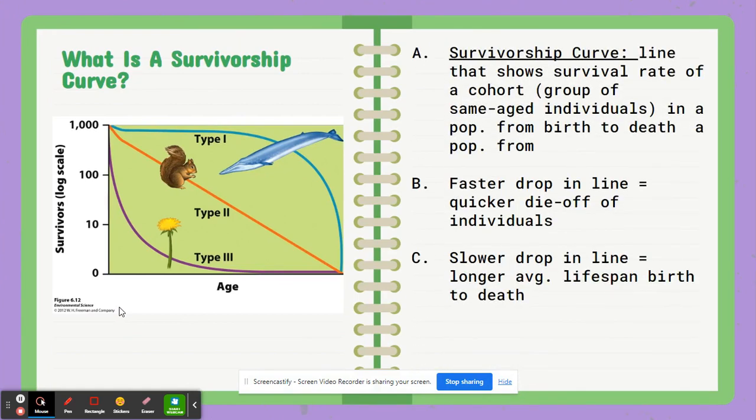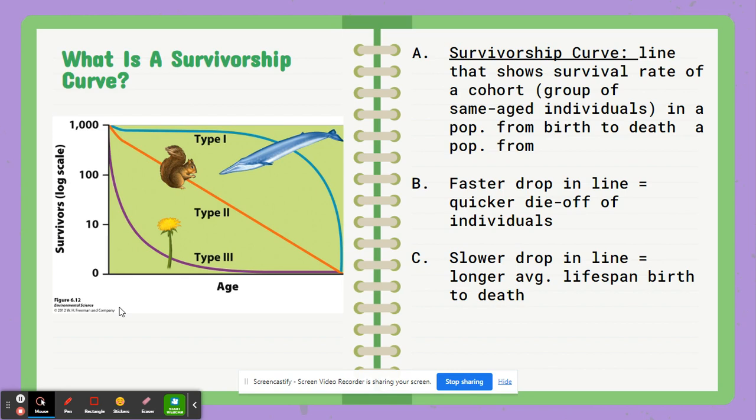So here with survivorship curves, we can see that the line represented in the graph is going to depict for us the survival rate of organisms within the same aged group or cohort. The faster we see that that line drops, usually that means the quicker the die-off of those individuals. Usually the slower the drop in the line, the longer average lifespan we tend to see between birth and death.